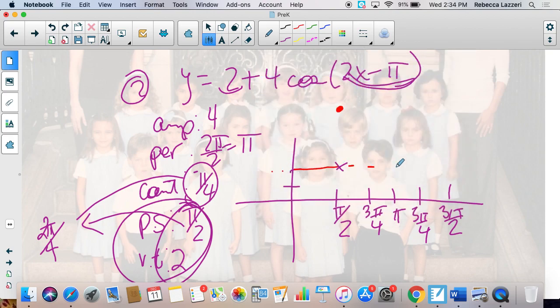Okay? So I'm going to go up 1, 2, 3, 4. It's going to go high. Then I'm going to go down 1, 2, 3, 4. So it goes high, middle, low, middle, high.